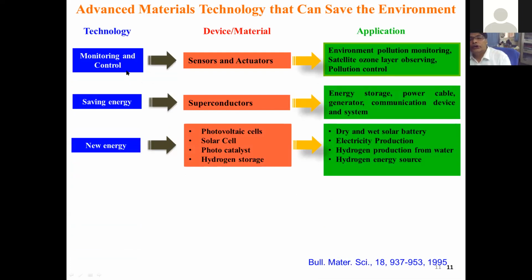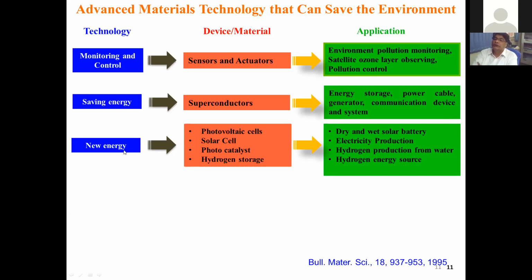If you want to control and monitor, then you require sensors and actuators, right? And that will be used for environmental pollution monitoring, satellite ozone layer observing, or in brief, for pollution control, right? So we have to develop the material for the technology that is monitoring and control based. Then you have saving energy. Of course we all know superconductors, which can be used for energy storage, power cables, generators, communication devices, and systems.